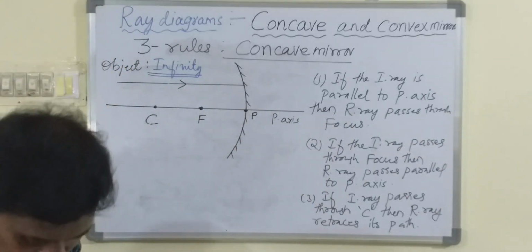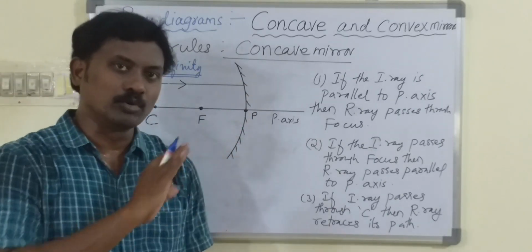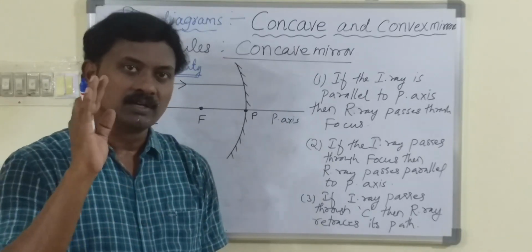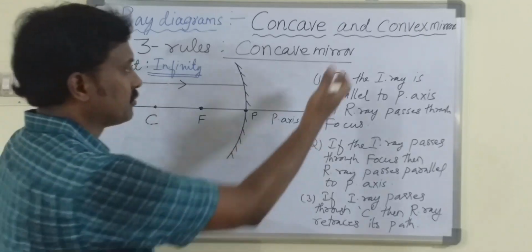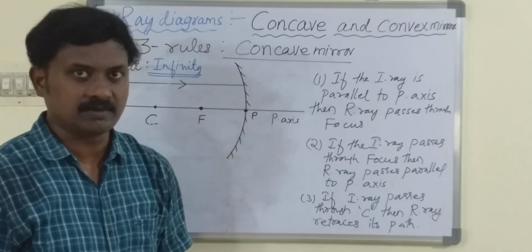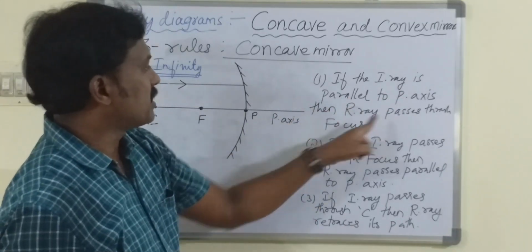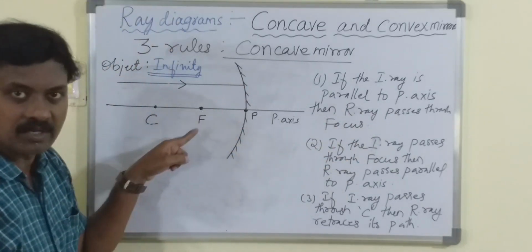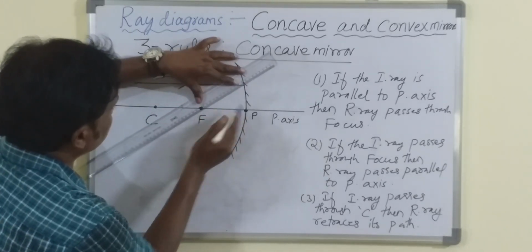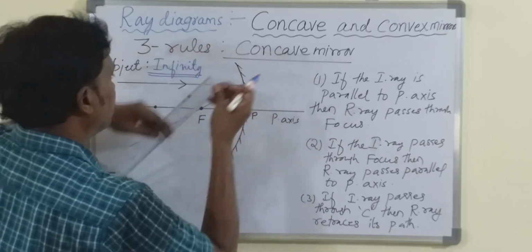Okay, and the reflected ray, how does the reflected light ray go? Now there is no need for me to measure the angle of incidence and angle of reflection. There is no need of drawing the normal also. Okay, why? Because we have designed these 3 rules following the laws of reflection. Now if the incident ray is parallel to principal axis, then the reflected ray passes through the focus. So when I am drawing the reflected ray, it should pass through the focus. Okay, so the reflected ray passes through the focus. This is the reflected ray.